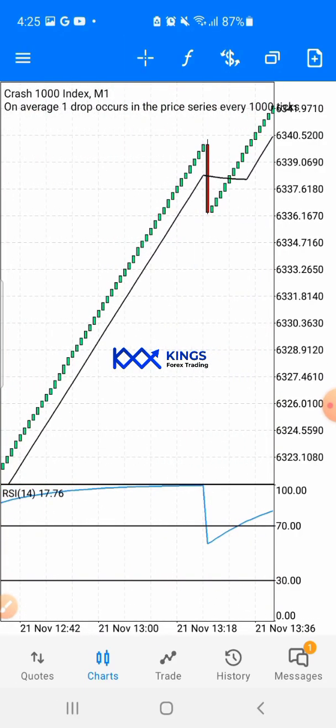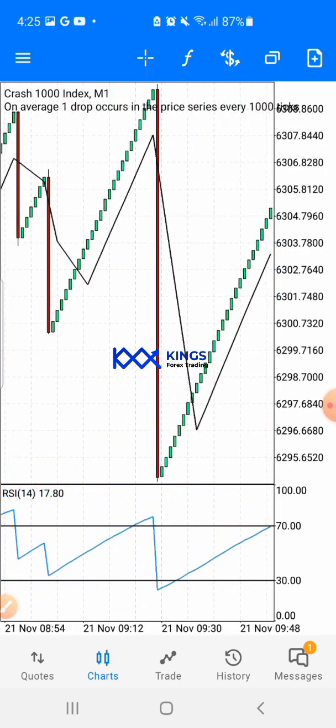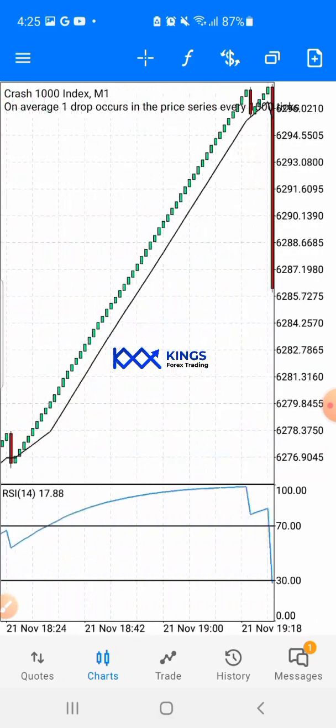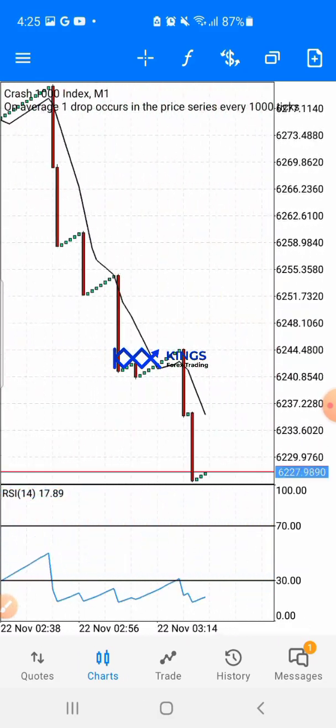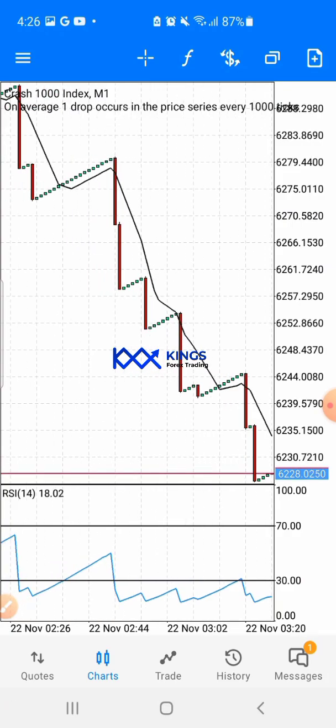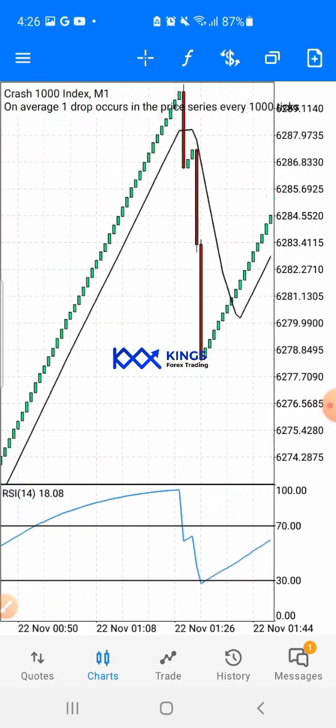So we can actually backtest this over and over again, and it keeps happening. So this is exactly how to use this. So if I close, I need to share with you the setup for these indicators.